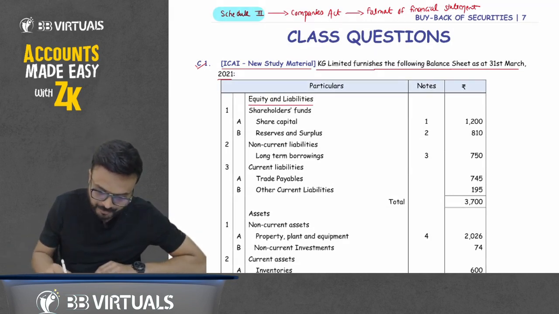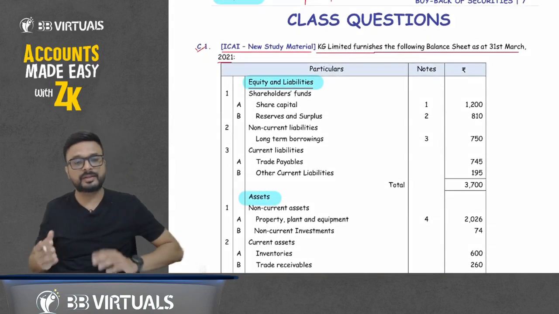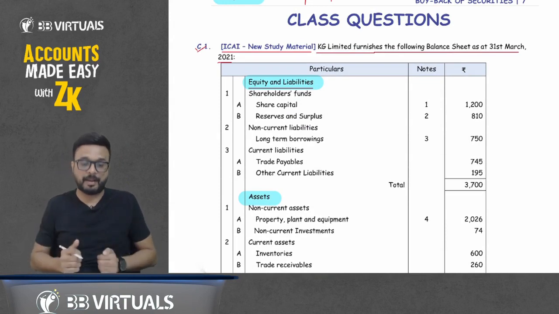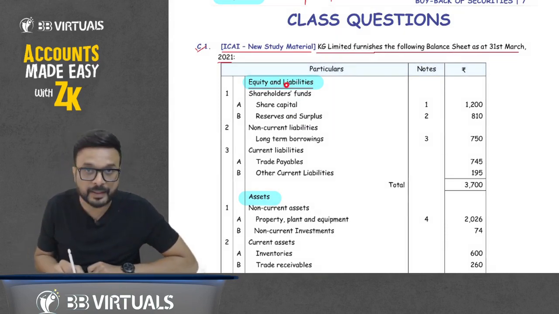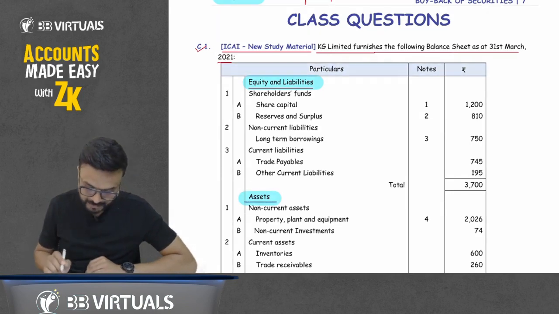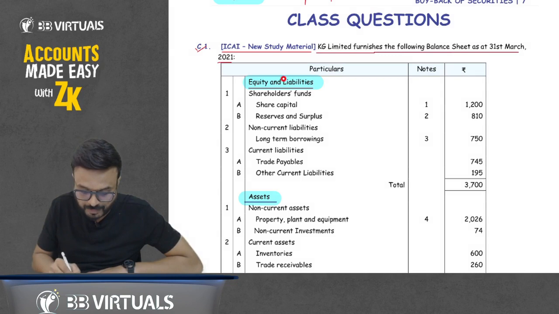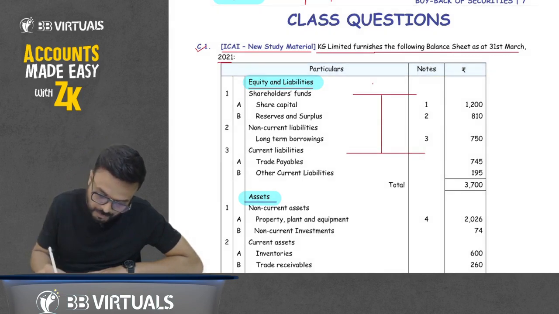This is the liability side and this is the asset side. Schedule 3 says first we have to write down equity and liability. On the liability side, they give the heading equity and liability. Suppose this is your liability. Just give me 1 minute. This is your balance sheet. Normally when you prepare a balance sheet, this is your liability side and this is your asset side.